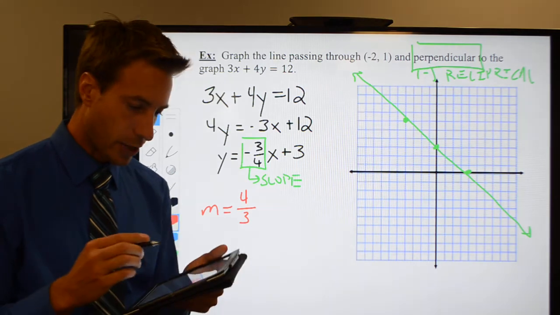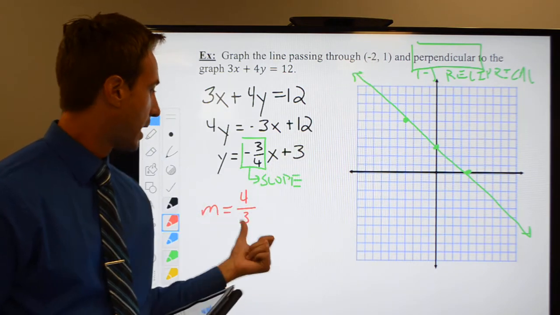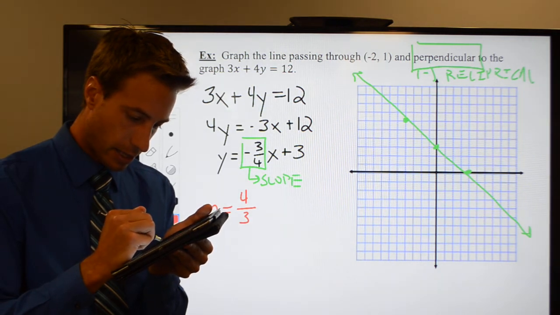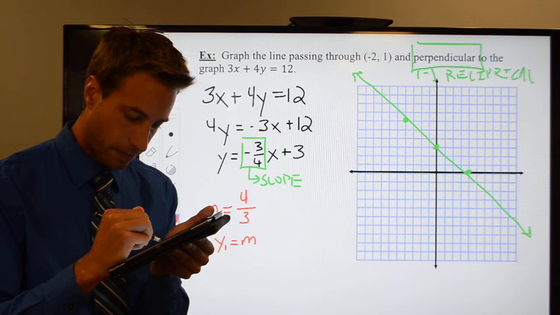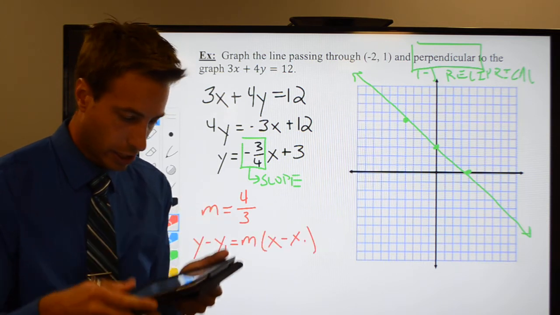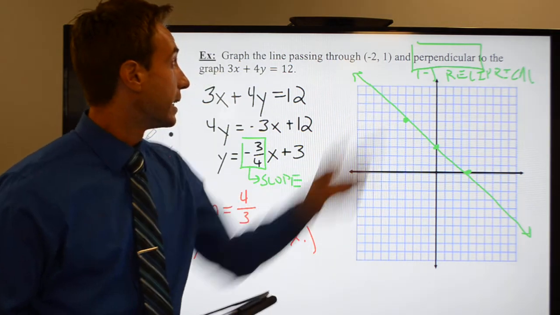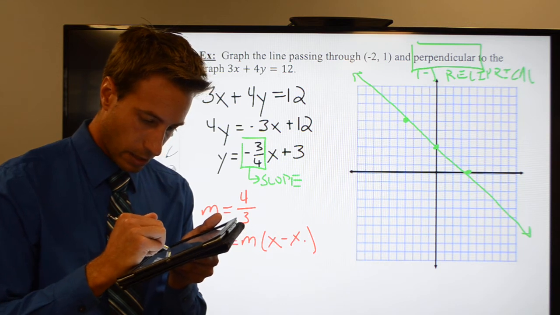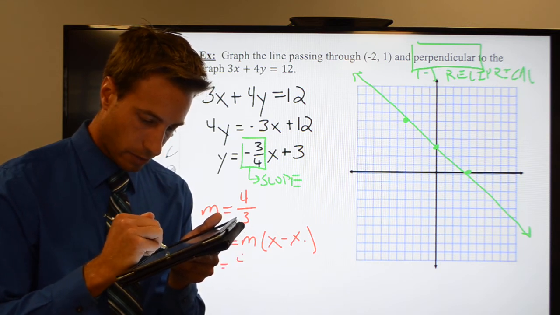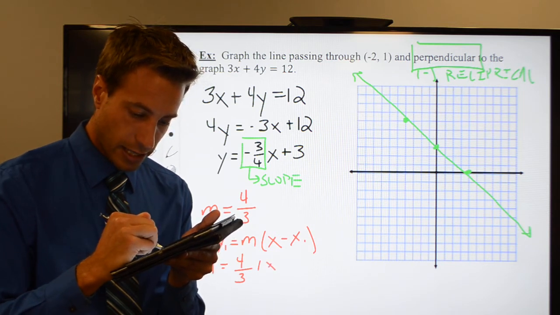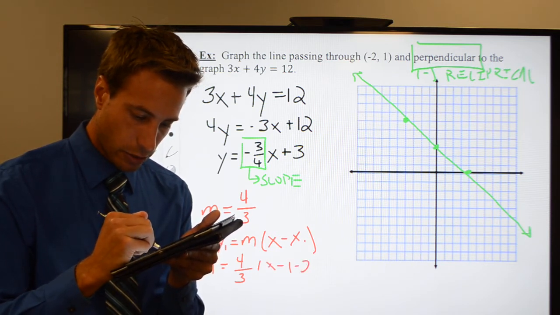All right, awesome. Here we go, plug and chug. I was given a point. I now know the slope. y minus y1 is equal to m times x minus x1. Here we go. My y is 1, so I'm going to have y minus 1 is equal to 4/3 x, careful, watch your signs, minus a minus 2.